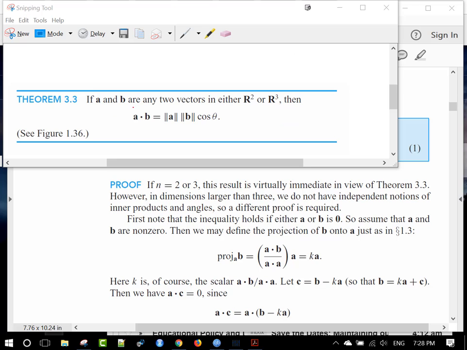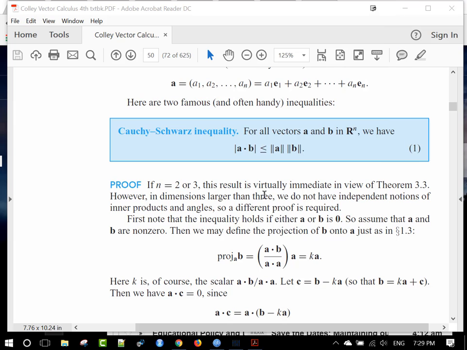So you can see that the biggest that A dot B could be is when the biggest that the cosine can be is 1. So that means the biggest that A dot B could be is this, and it could be smaller than this. Okay, however, we need a proof in the case of larger n, more dimensions.